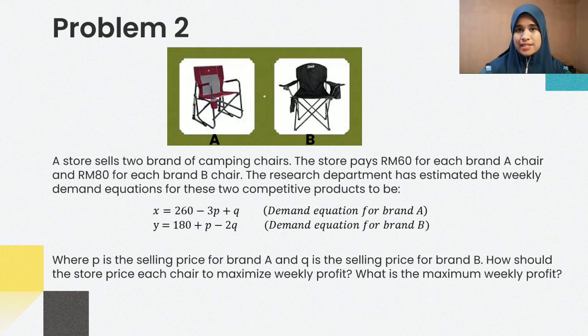This is the question. A store sells two brands of camping chairs. The store pays 60 ringgit for each brand A chair and 80 ringgit for each brand B chair. The research department has estimated the weekly demand equation for these two competitive products to be X equals to 260 minus 3P plus Q, demand equation for brand A, while Y equals to 180 plus P minus 2Q, demand equation for brand B, where P is the selling price for A and Q is the selling price for B. How should the store price each chair to maximize weekly profit? What is the maximum weekly profit?